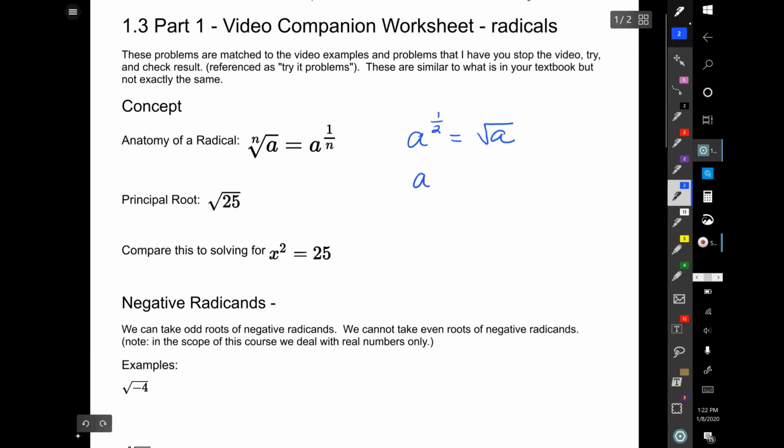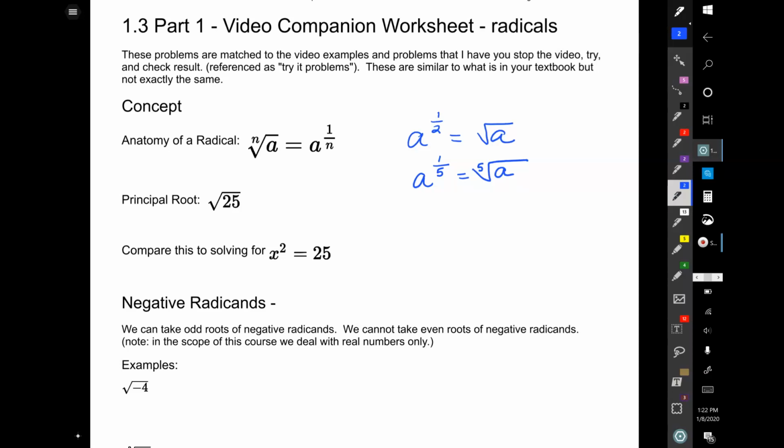If I had a to the 1/5, for instance, that would be the same as writing the 5th root. So I wrote a square root symbol and I put a 5 in that little triangle. That's called the index. So it would be the 5th root of a. So those are equivalent things to say.